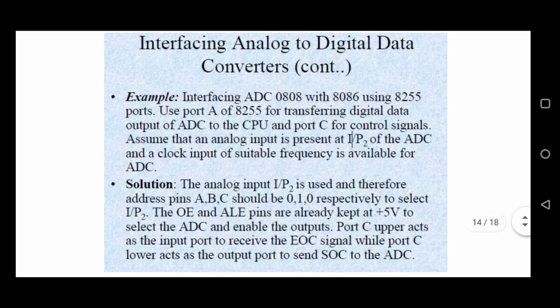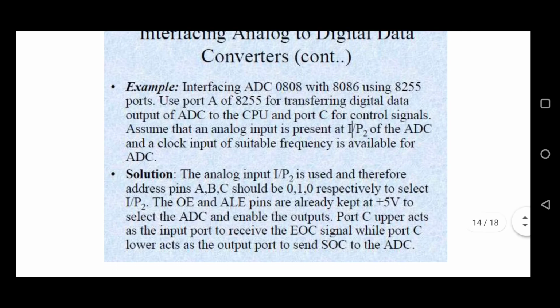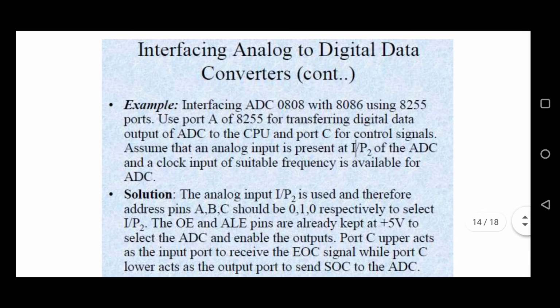Interfacing ADC 0808 with the 8086 microprocessor using the 8255 port, that is, the parallel port. You already know that the parallel port contains 3 ports: port A, port B and port C. Port C has 2 parts, port C upper and port C lower. We assume port A of the 8255 is used for transferring the digital data output of the ADC, and port C for control signals.